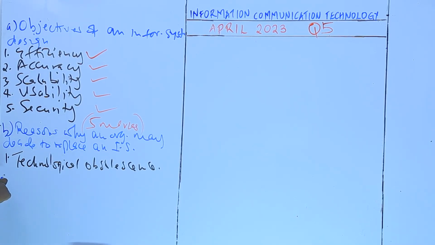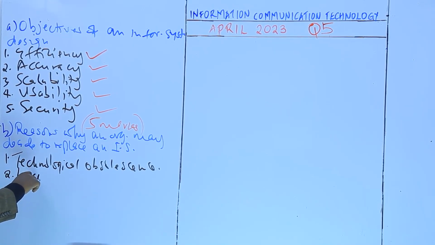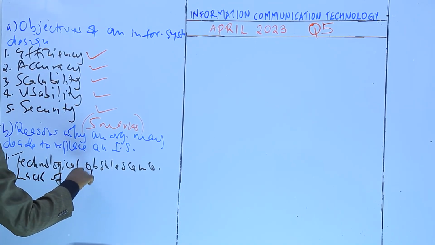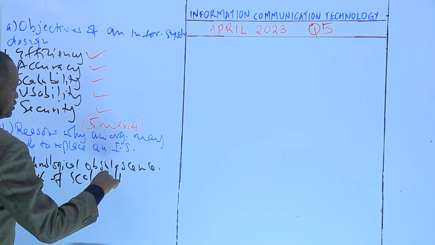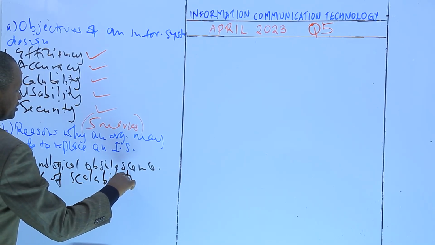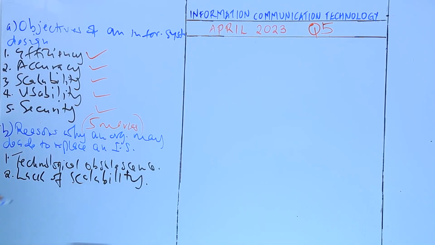Number 2, lack of scalability. If the current system cannot handle the increasing data volumes or even user demands or the business growth, it may be necessary to replace it with a more scalable solution that can accommodate future needs.